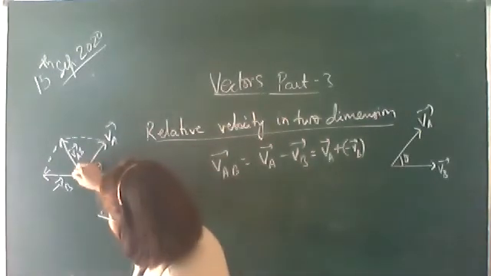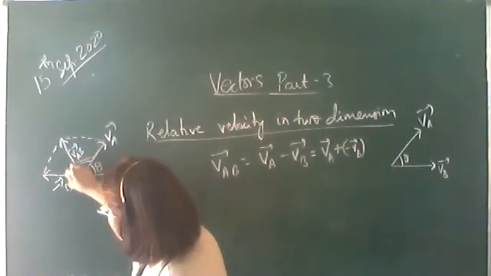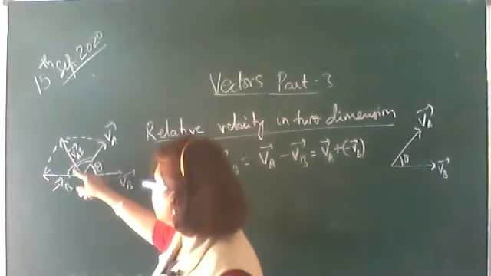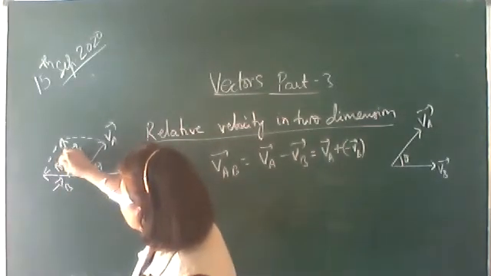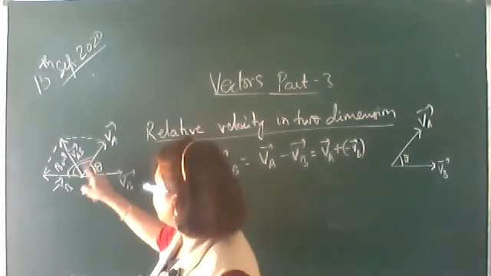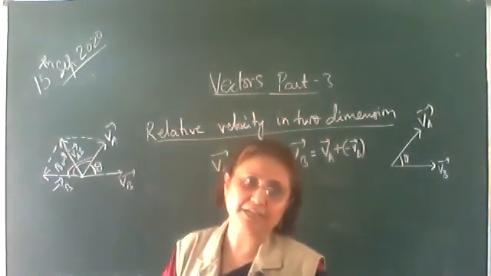Okay, now tell me what will be the angle between VA and minus VB vector. This angle is theta, so this angle will be equal to 180 minus theta. So what is the angle between VA and minus VB vector? 180 minus theta.